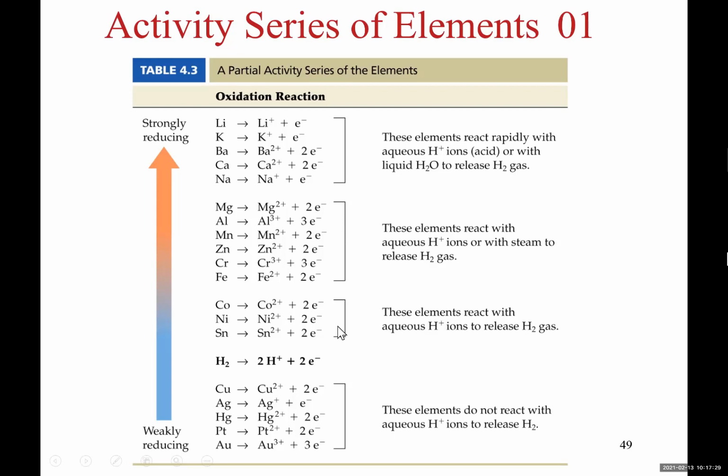The third category is less electron donor, with less ability of electron donation. They react with hydrogen ion to release hydrogen, but you need some heat. And these elements do not react even with hydrogen ion to make hydrogen gas. So activity is decreasing as we go down. The ability of giving electron is increasing as we go up. So we call this strongly reducing. That means they have the ability to give electron and cause reduction of other ions. All right.